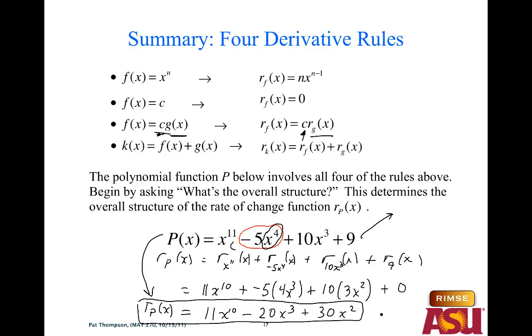All 4 rules apply. I also wanted to emphasize this initial question of what's the overall structure? Because in the harder ones, that's going to be a critical question to answer to get started correctly. What's the overall structure of the function? That's going to govern the derivative rule that we're going to use in totality to do that rate of change function. But after practicing these, you should just be able to write that down in one step. Other questions?